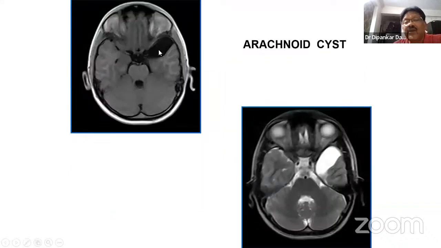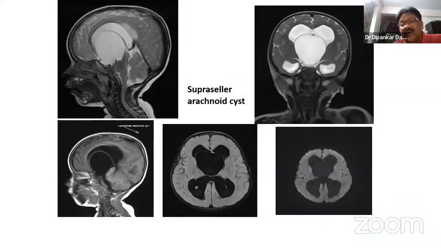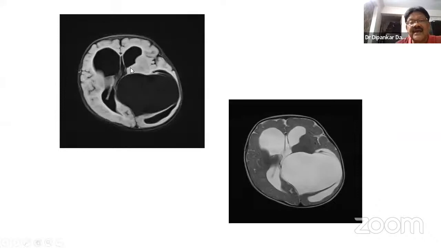And this is another very common thing, arachnoid cyst. And this is a classical location in the left anterior temporal region. But arachnoid cyst often poses difficulty in diagnosis when it is intraventricular like this. This is in the region of the third ventricle and giving rise to hydrocephalus. You can see this is the arachnoid cyst and these are the dilated lateral ventricles. So this is another intraventricular arachnoid cyst.